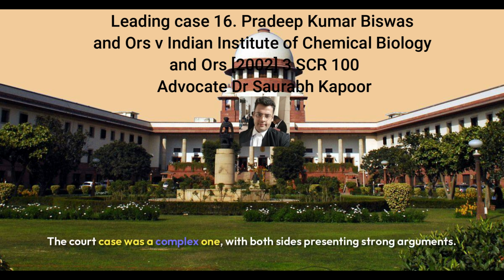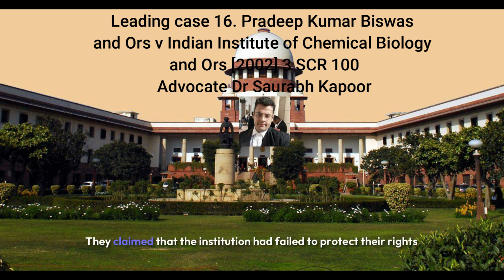The court case was a complex one, with both sides presenting strong arguments. The researchers argued that they had developed a novel methodology, and therefore, they owned the intellectual property rights to it. They claimed that the institution had failed to protect their rights and had instead misused their research for commercial gain. The institution, on the other hand, argued that they had funded the research, and therefore, they owned the intellectual property rights to it. They claimed that the researchers were merely employees of the institution, and they had no right to claim ownership of the research.